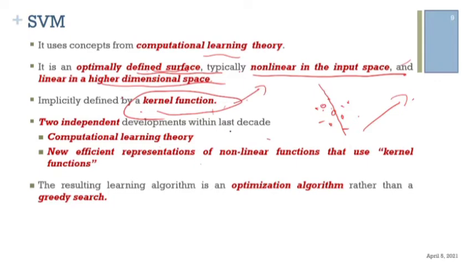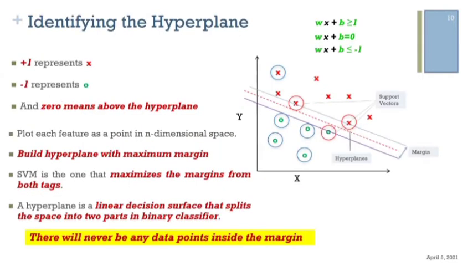There are two independent developments within the last decades: the concept of computational learning theory and a new efficient representation of nonlinear functions that uses kernels, which we call kernel functions. And the resulting learning algorithm is an optimization algorithm rather than a greedy search. Support vector machine is not a greedy search. It is an optimization algorithm with a lot of mathematical background. That's why some people don't like support vector machine. It has a strong mathematical background. It solves quadratic equations and tries to optimize them.